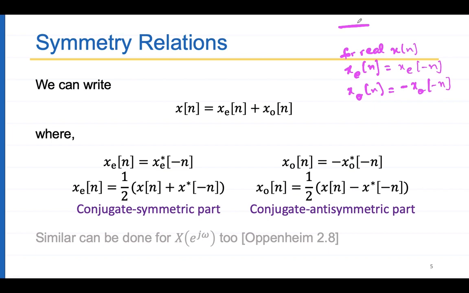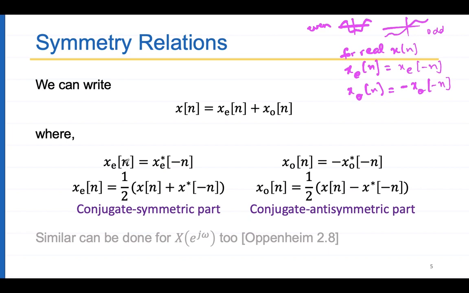So you remember that the even part is something like this, and the odd part is something like this. This is odd, and this is even. So any real signal can be decomposed into even and odd parts. Similarly, now this x is a complex number, a complex sequence, so I define even and odd in a different way.